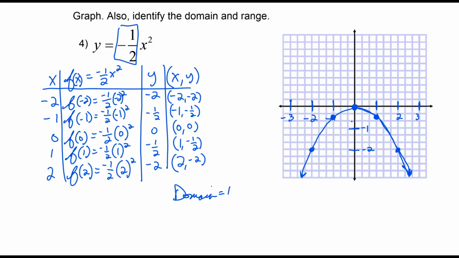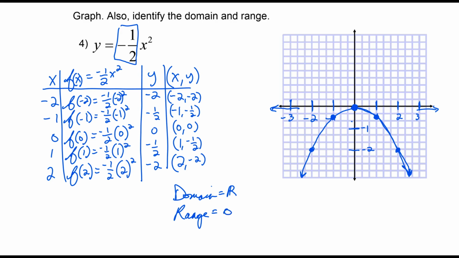And so some of you are going to get pretty used to in this unit that it pretty much is always going to be all real numbers. Because as the end behavior of this graph goes off to negative infinity, and as the end behavior of this graph goes off to positive infinity, it includes all of the values of the entire number line for x. So for range, it's all of the potential y values. And in this case, we have a maximum at 0, 0. We have a maximum right there at the vertex of our parabola.